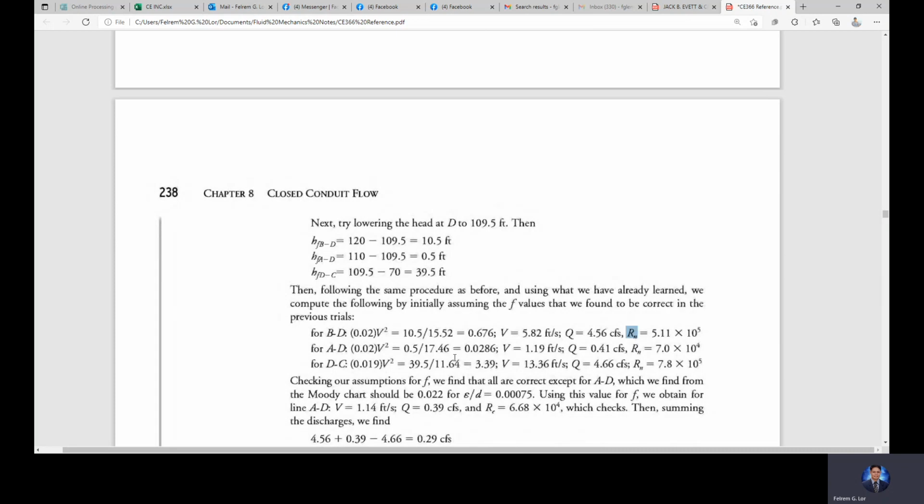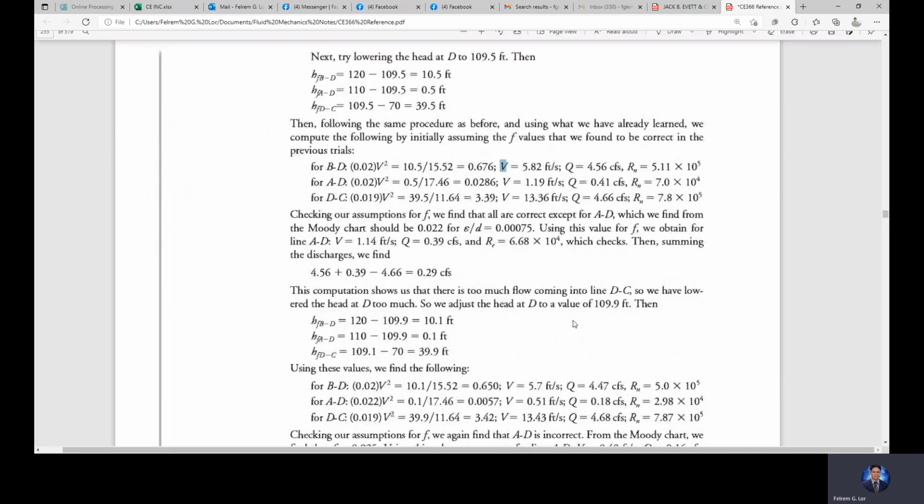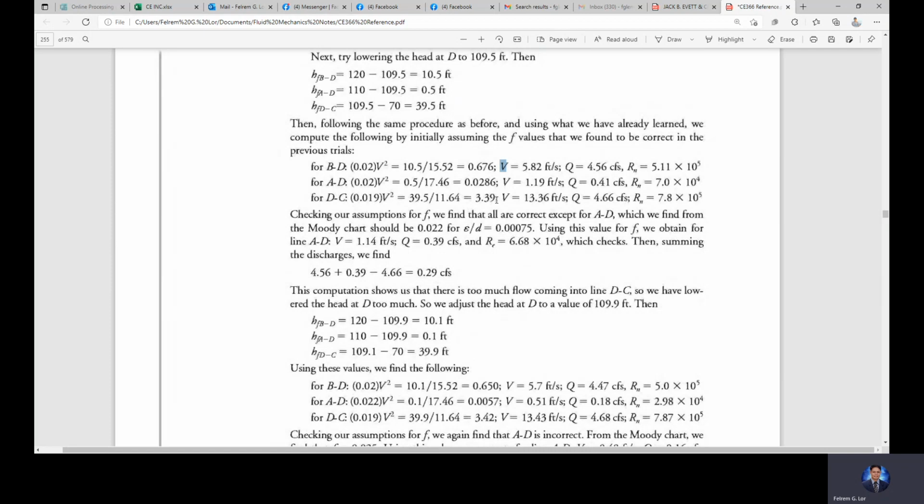So if we can verify the value of F, then that is the value of F that we will use, so that we can solve for the velocity and then solve again for the Q. Okay, so it goes back and forth. As I've said, it's better to use an Excel spreadsheet, because doing it manually, it's tiring to do.